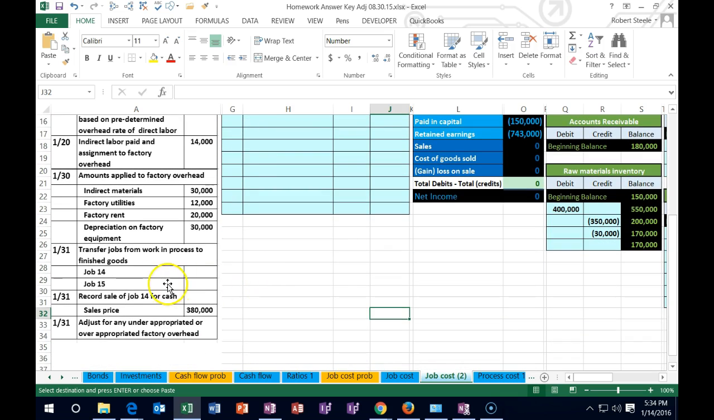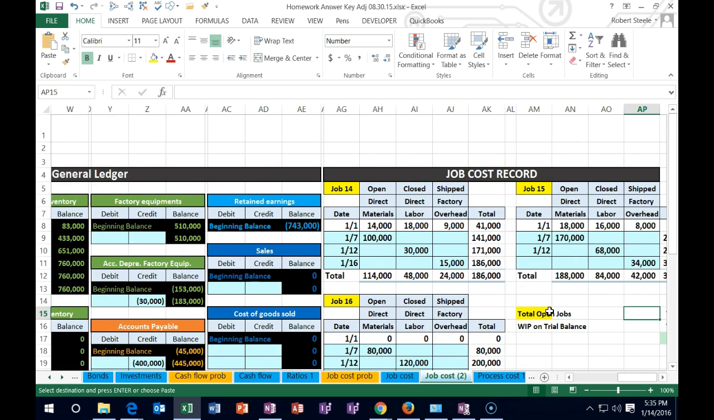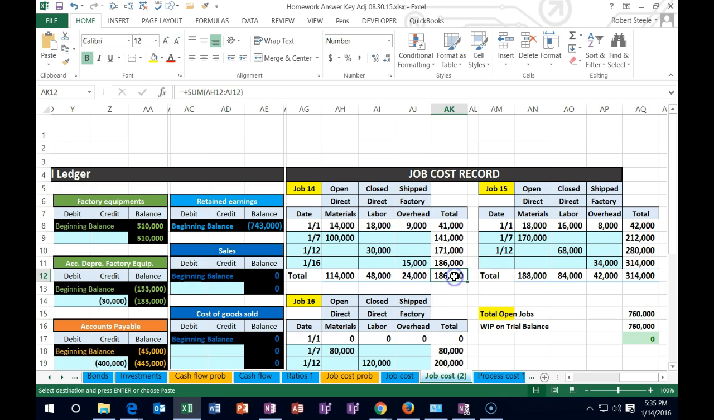And if we scroll down here, we're looking for job 14 and job 15. So we're going to scroll all the way over to our job sheets. And we have job 14, which is 186,000, and job 15, I'm going to hold down control, which is 314,000. That adds up to 500,000. So 500,000 is the amount that we're going to transfer from work in process to finished goods.